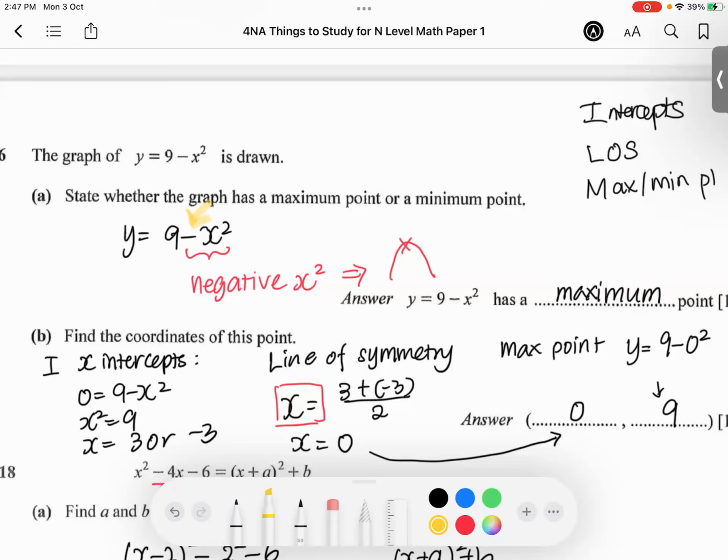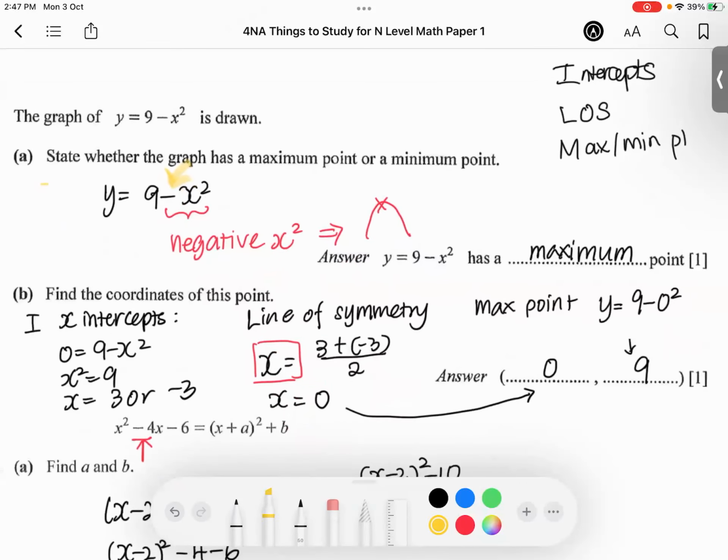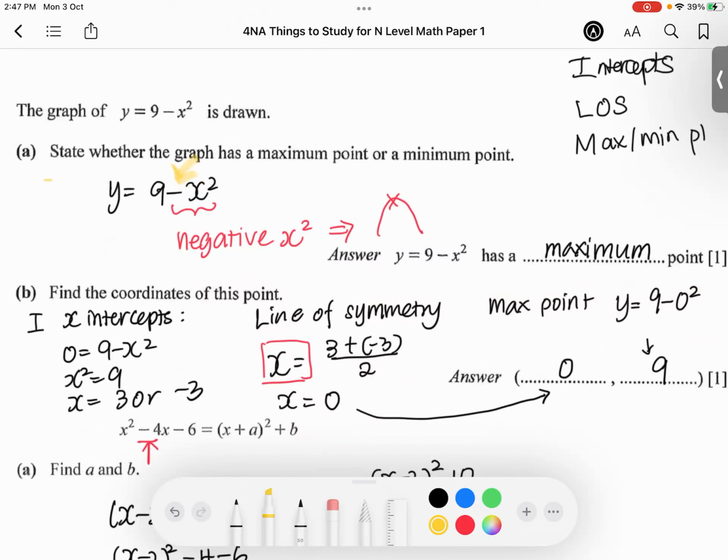In this case, it's minus x squared, meaning it's negative. For me, I tell my class, negative means sad face. Sad face will have a maximum or minimum point. So sad face goes up, then comes down, right? So it's a maximum point. Okay, then they ask you to find the coordinates of the maximum point.